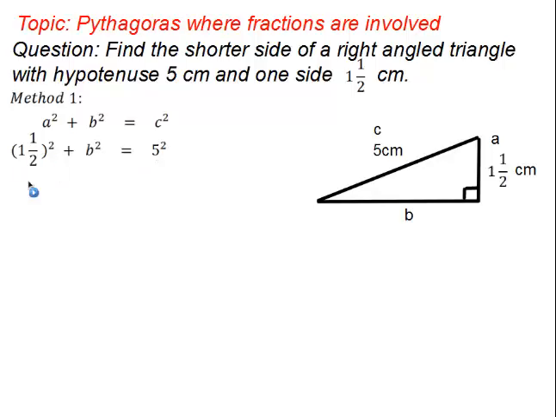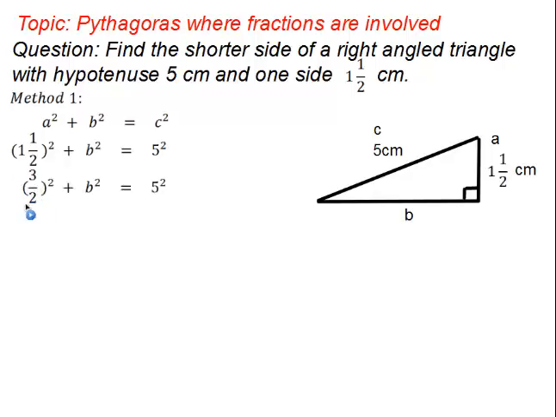Now, if we want to square 1.5, first of all we have to think of that as an improper fraction. 1.5 is 3 halves, isn't it? Or 1 2's are 2 and 1 is 3. 3 halves squared plus B squared is 5 squared.